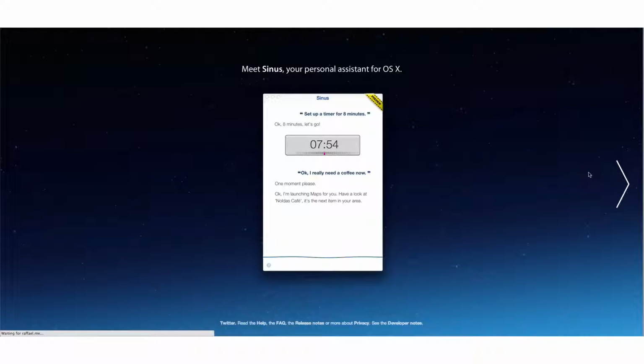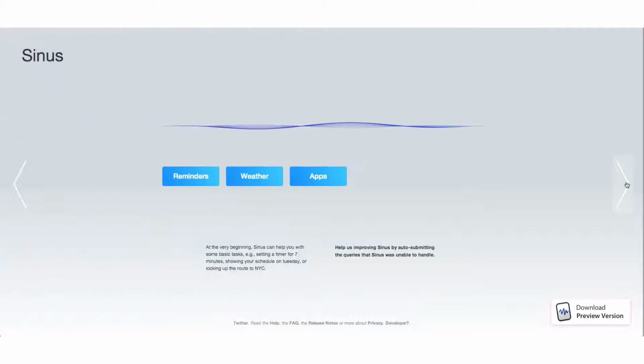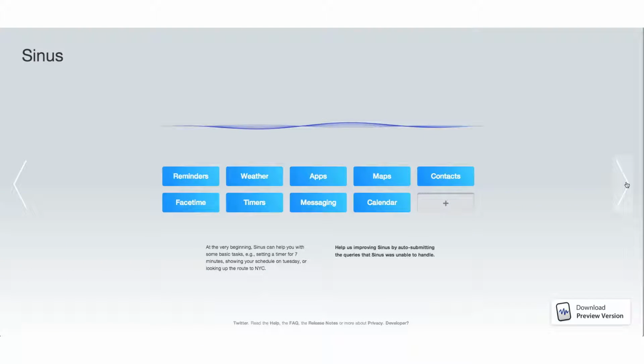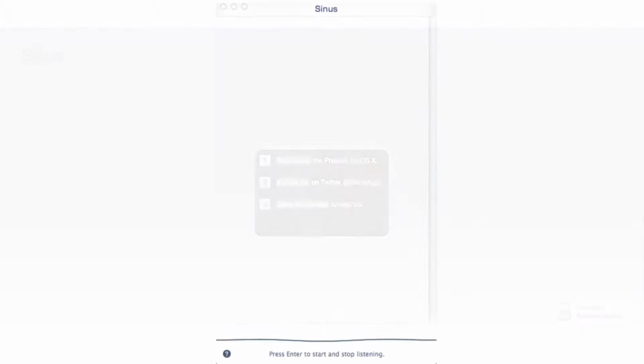If you like this possible upcoming feature, then you may be interested in Sinus, a personal assistant very similar to Siri, which is in public beta testing right now. After downloading and opening Sinus for Mac, it brings up a small little window where it tells you all the features of Sinus and allows you to configure it to your liking.